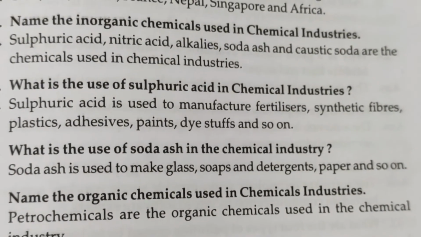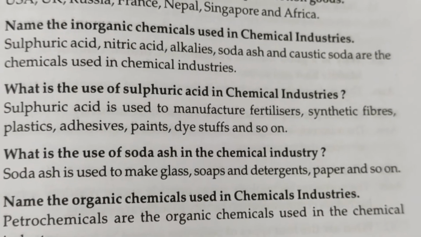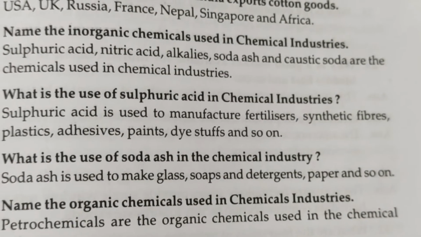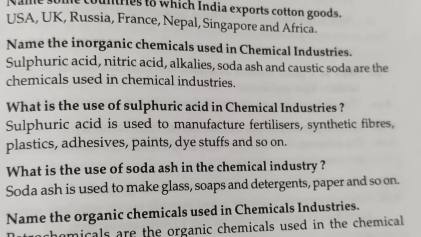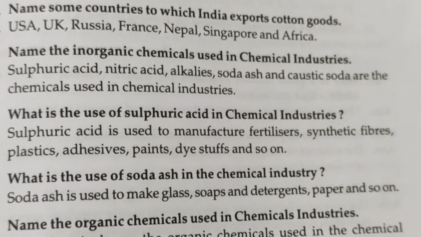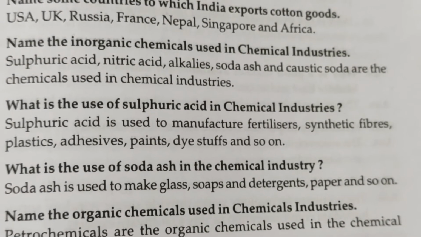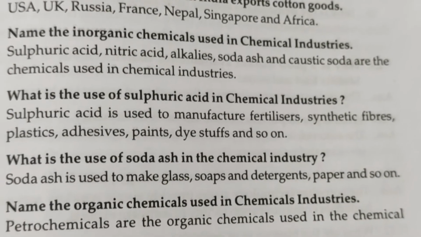Name the inorganic chemicals used in the chemical industries. Sulfuric acid, nitric acid, alkali, soda ash, caustic soda are the chemicals used in the industries. What is the use of sulfuric acid in chemical industries? Sulfuric acid is used to manufacture fertilizers, synthetic fibers, plastics, adhesives, paints, dyestuffs, and so on.